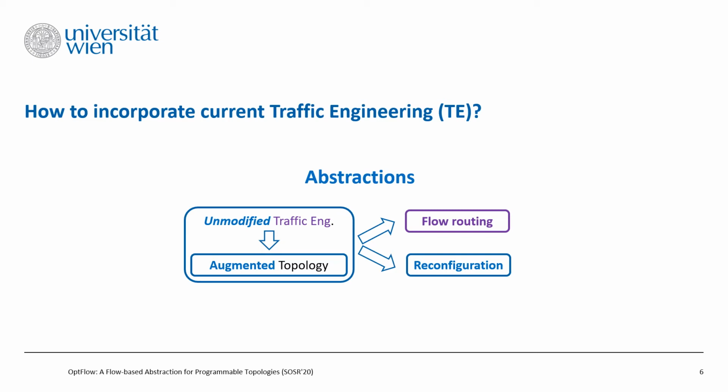So one thing that we want is that we don't want to change our traffic engineering. So what we want to have is that we apply our unchanged traffic engineering to an augmented topology, possibly with an augmented traffic matrix, and then as an output obtain flow routing and how to reconfigure the network. And we will do this with our earlier example.